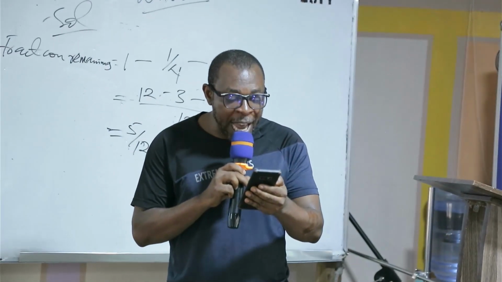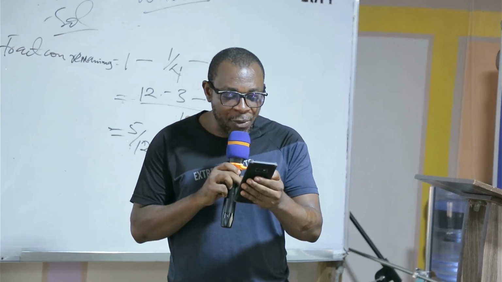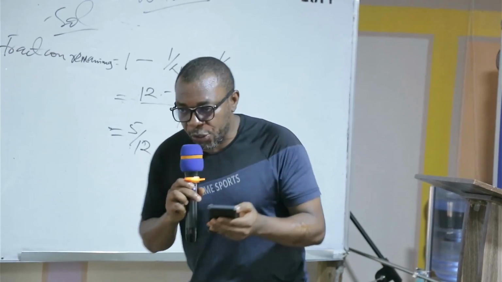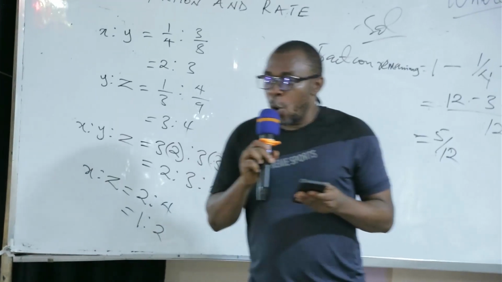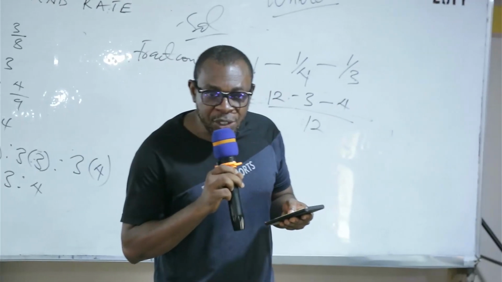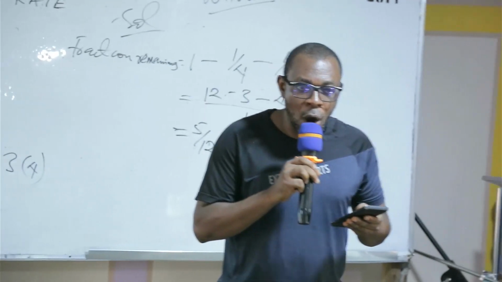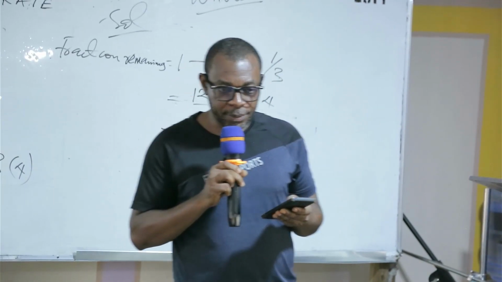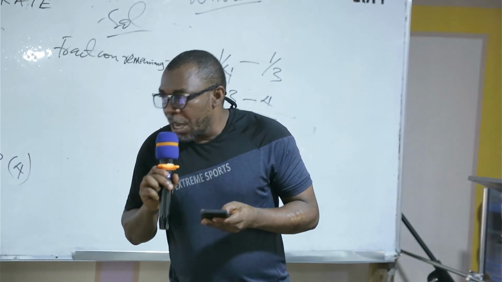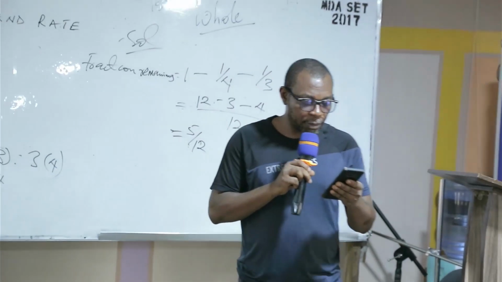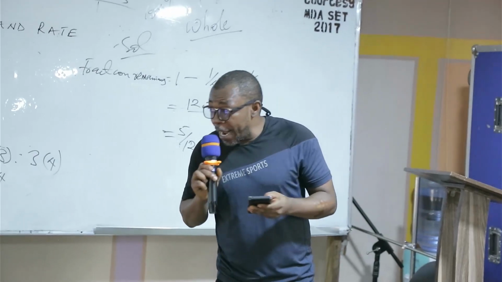A student spent 1/5 of his allowance on books. A student spent 1/5 of his allowance on what? On books. 1/5 of his allowance on books, comma.